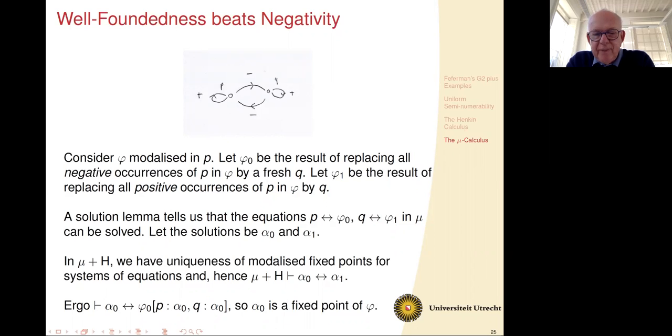So this means, by substitution of provable equivalence, which we do have in the mu calculus, that, oh sorry, I forgot, there should be an h here, of course, right? So we have that mu plus h proves alpha 0 if and only if phi 0, and then substitute alpha 0 for P and alpha 1 for Q, but since alpha 0 and alpha 1 are equivalent, this could also be alpha 0. And then if you meditate on the definition, you see that this is phi of alpha 0, and so alpha 0 is a fixed point of phi. So there you see in action how well-foundedness is stronger than negativity, right? As soon as you have well-foundedness, then you can throw away the negative fixed points.